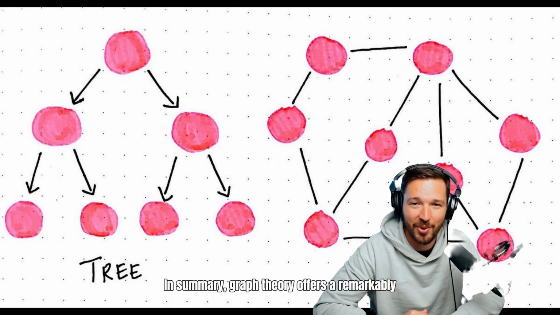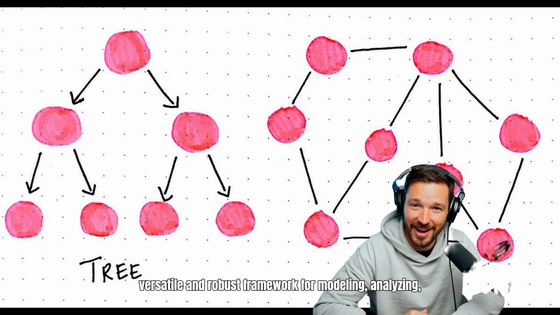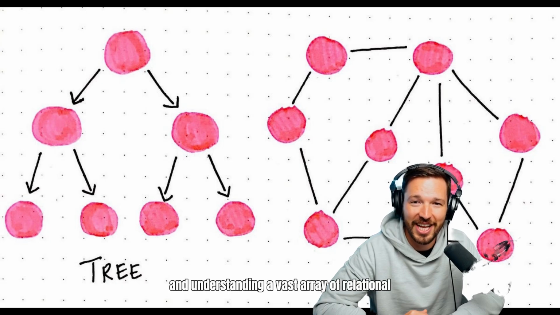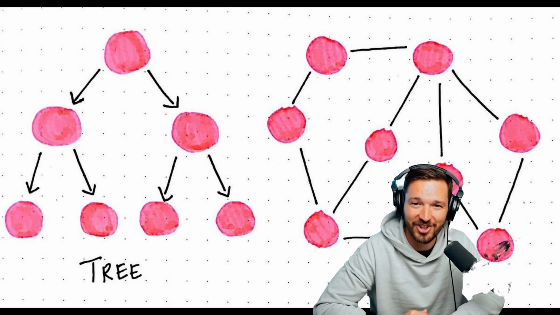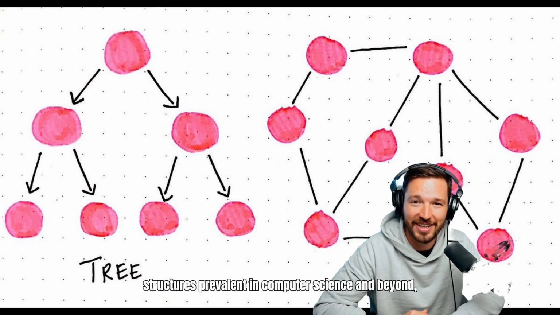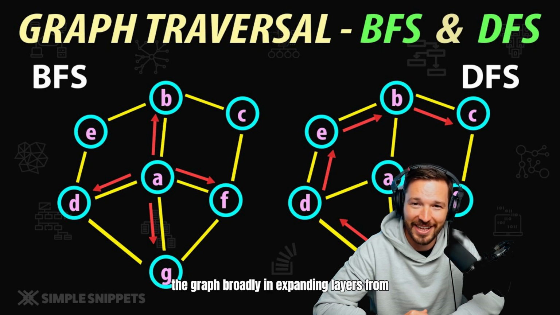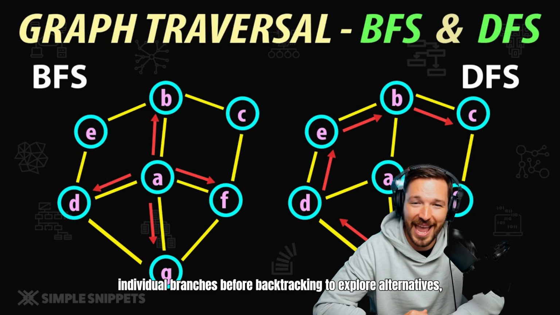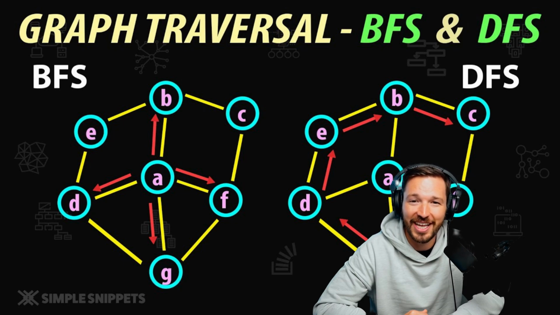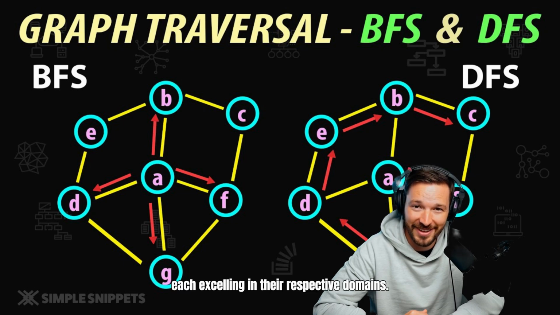In summary, graph theory offers a remarkably versatile and robust framework for modeling, analyzing, and understanding a vast array of relational structures prevalent in computer science and beyond, from social networks to biological systems. To contrast them visually, BFS methodically explores the graph broadly in expanding layers from the source, while DFS delves profoundly into individual branches before backtracking to explore alternatives, each excelling in their respective domains.